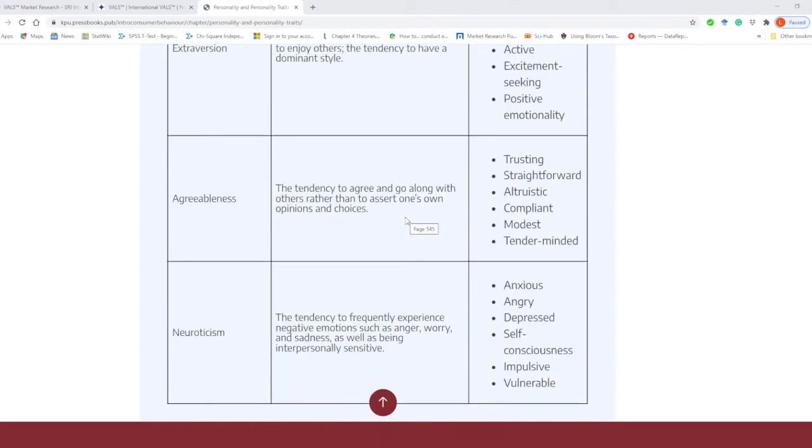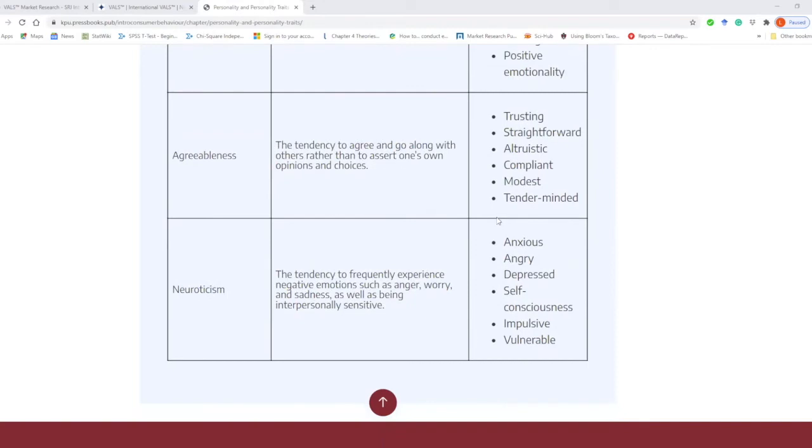Then we have the agreeableness criterion, which has to do with the tendency to go along with others rather than to assert their own opinions and choices. So that means that when you're communicating to such a group, you need to make sure that your marketing mix tactics involve whatever reference group whose opinion they respect. Because we know that for the agreeableness criterion, they tend to go along with others rather than assert their own opinions. So if you are able to communicate with them using their reference groups, it's most likely that whatever you are telling them or trying to sell them, they will accept, given that it is coming from a source that they revere, right? Or a source that they trust.